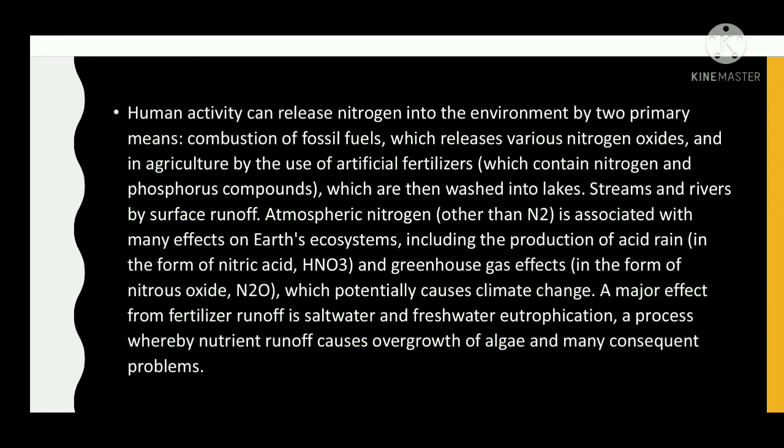Atmospheric nitrogen is associated with many effects on Earth's ecosystems, including the production of acid rain in the form of nitric acid, HNO3, and greenhouse gas effects in the form of nitrous oxide, N2O, which potentially causes climate change. A major effect from fertilizer runoff is saltwater and freshwater eutrophication, a process whereby nutrient runoff causes overgrowth of algae and many consequent problems.